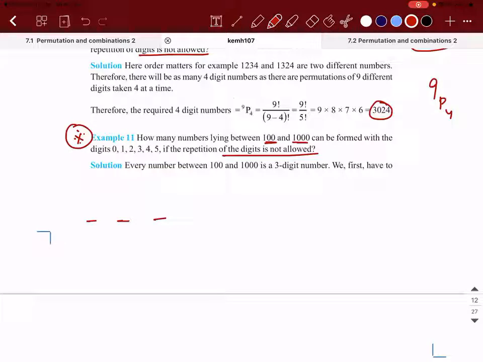Sir, 5 into 5 into 4. So in the first place, 0 cannot come. So only 5 objects are there: 1, 2, 3, 4, 5. That's right, 0 cannot come. So 5 objects can come. So here 5 numbers can come, and here it will be 4, sir. So what is the answer?